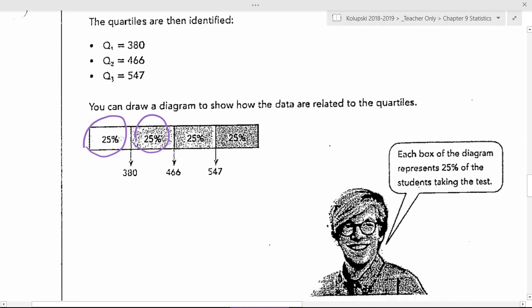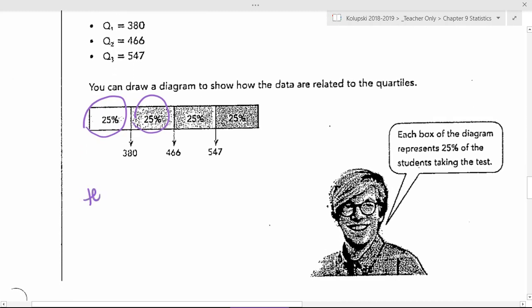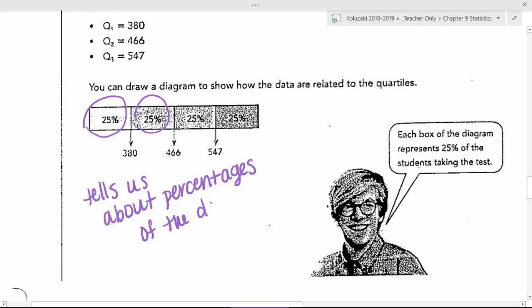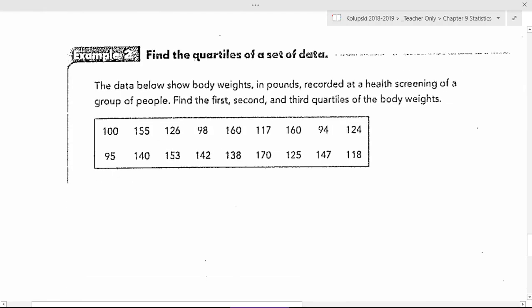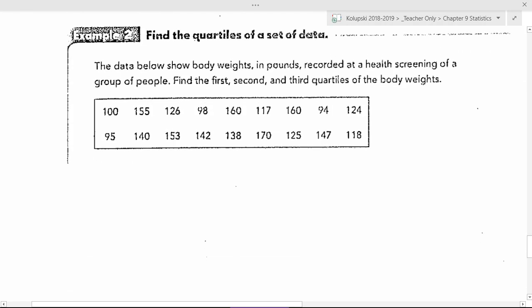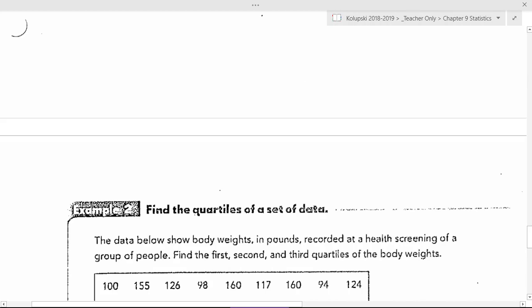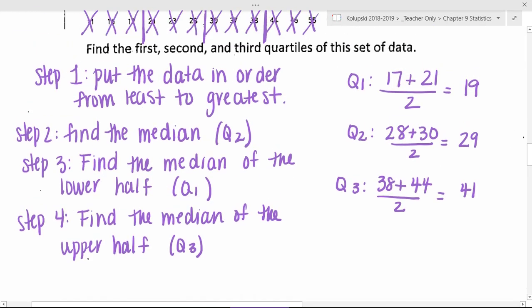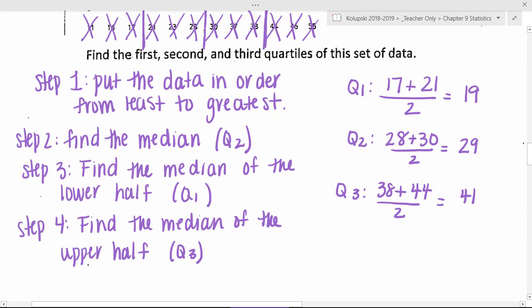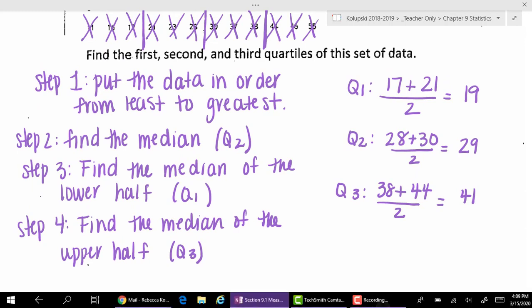So this information, quartiles, just tells us about percentages of the data. And there's a lot of different questions that you could be asked about this. Now, for the next two questions, you are going to try to find those 3 quartiles by breaking the data up. So if you need to go back to these 4 steps, I would definitely use them to help you out. So pause the video and then check your answers when you're done.